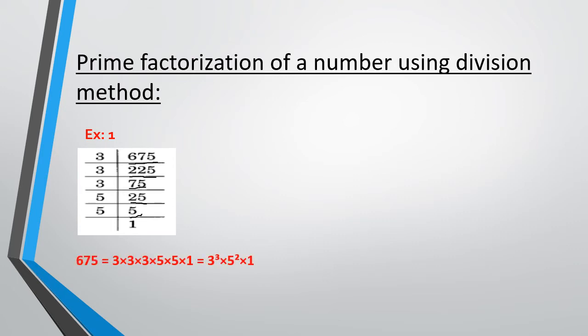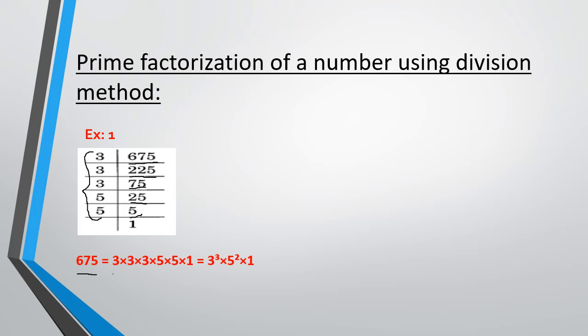Now what are we going to do? We are going to check that if I multiply all these prime factors, I am getting 675. That's what I'm going to check. If I multiply all these prime factors and I get 675, then my factorization is correct. Okay, so I am trying to multiply all, 3 multiplied by 3 multiplied by 3 multiplied by 5 multiplied by 5 multiplied by 1. I am listing it all.